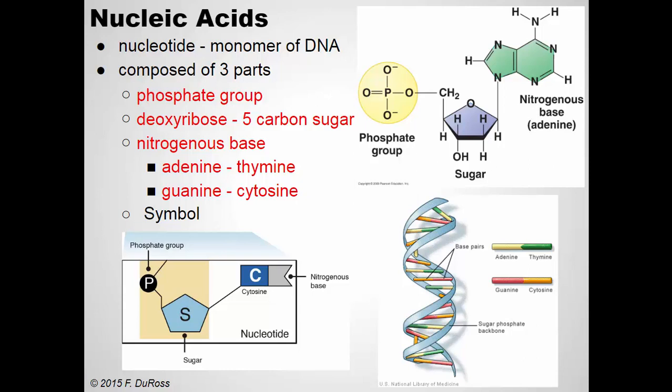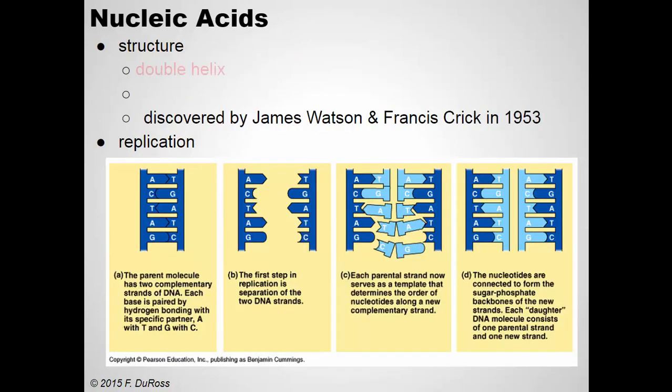Adenine, if adenine is on one strand, its opposing strand will have thymine as its base. A and T go together. If one side has guanine, the other side will have cytosine. You say that those bases are complementary. And that's important because when a DNA molecule like this needs to be copied.